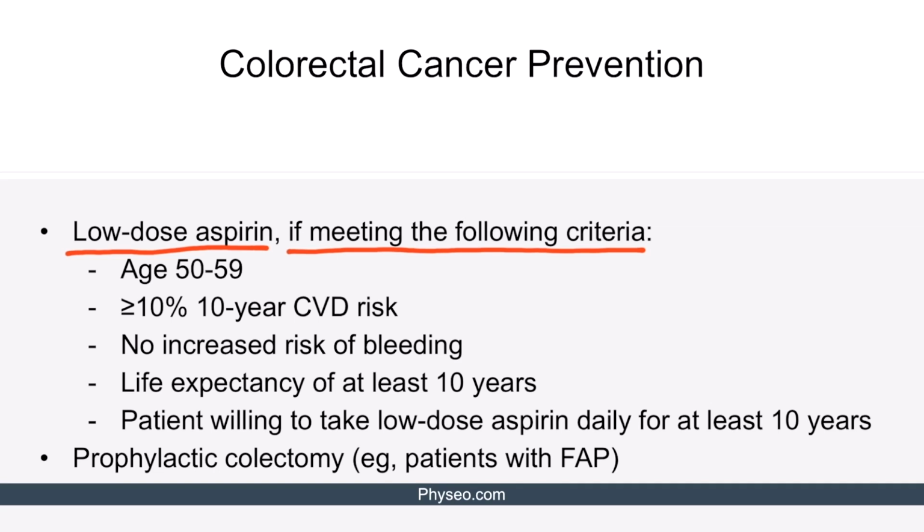Now, the next preventive strategy is surgical prevention with a prophylactic colectomy. And naturally, you're not going to want to do that for all your patients. Otherwise, you would just remove all the organs in all patients in the world. But that's not what we're talking about here. We're talking about patients who are high risk based on a genetic condition. For example, those with familial adenomatous polyposis.